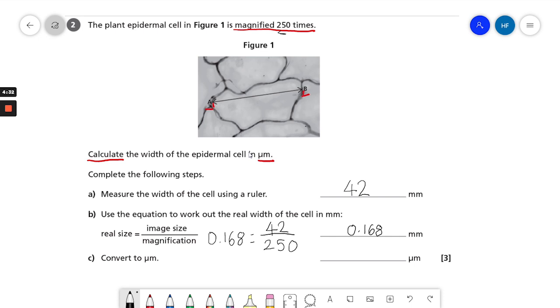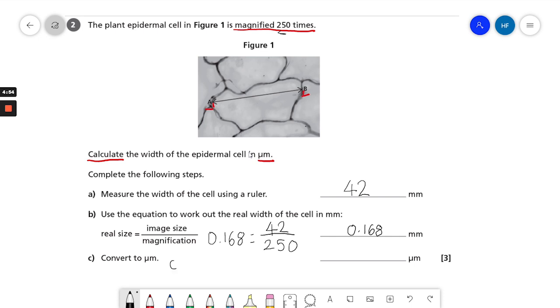Now, the final part of the question, we're being asked to convert the answer into micrometers. Okay, so remember 1 millimeter is 1000 micrometers. So we need to multiply our measurement in millimeters by 1000. And so if I do that, I'll show my workings over here.